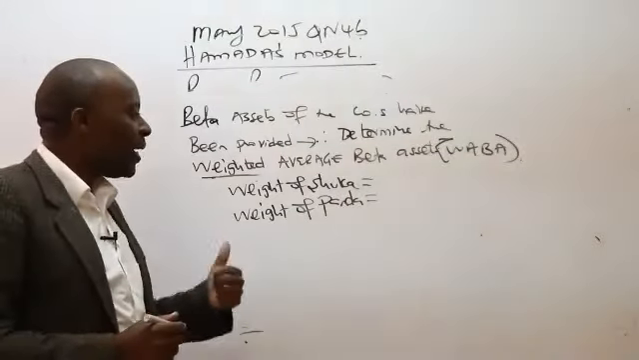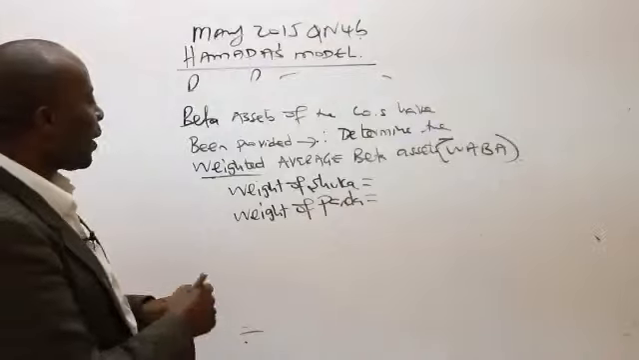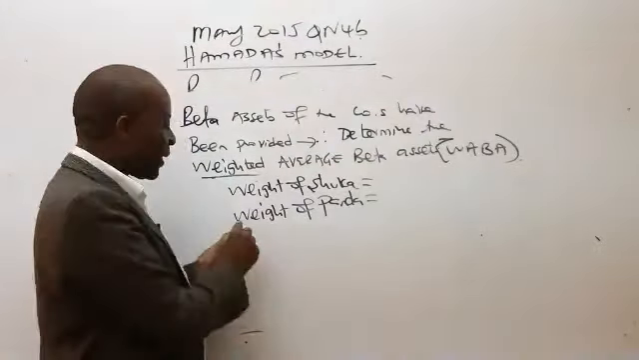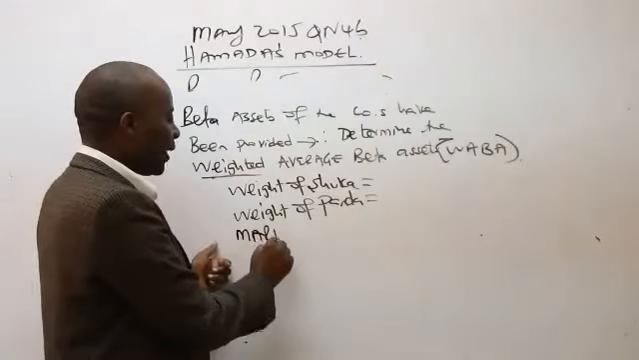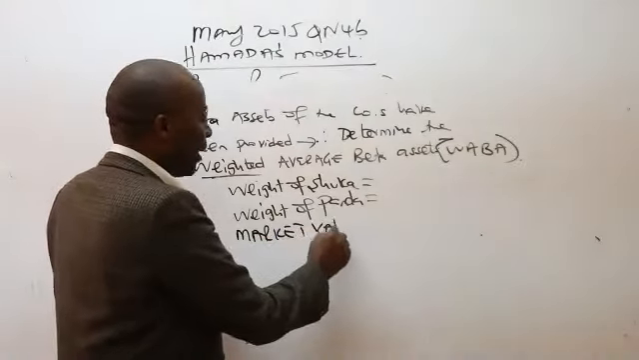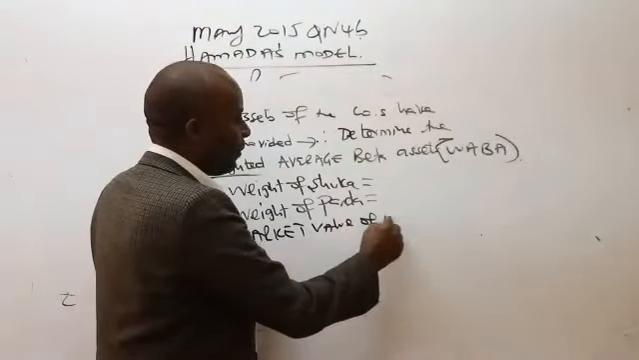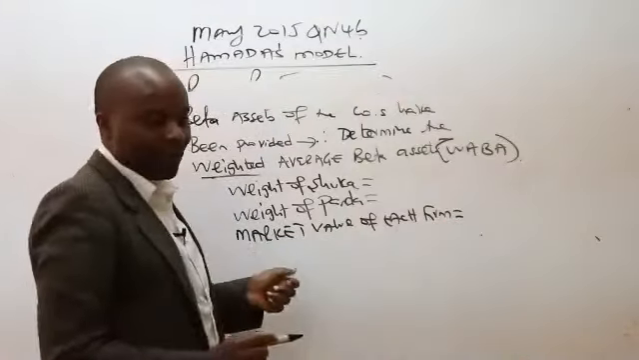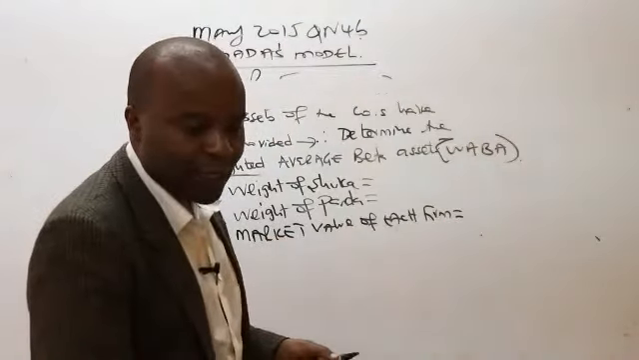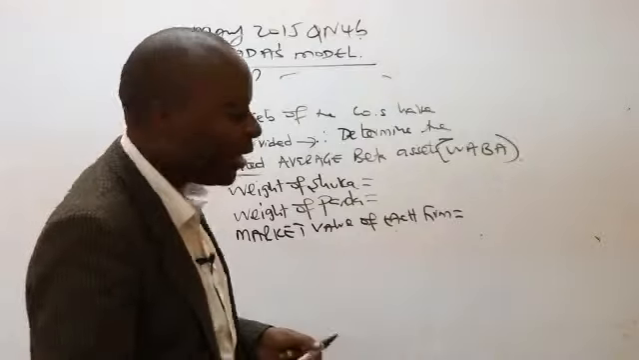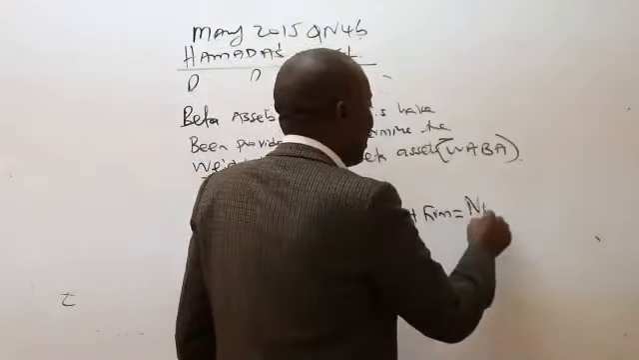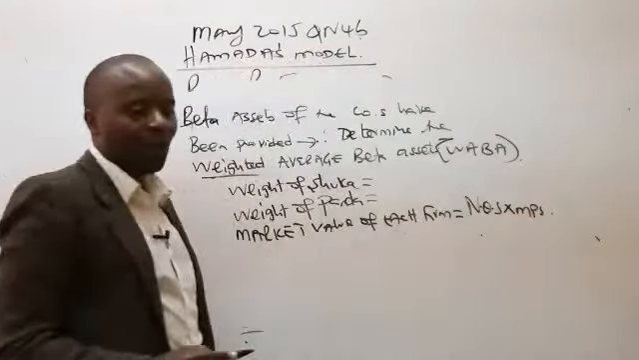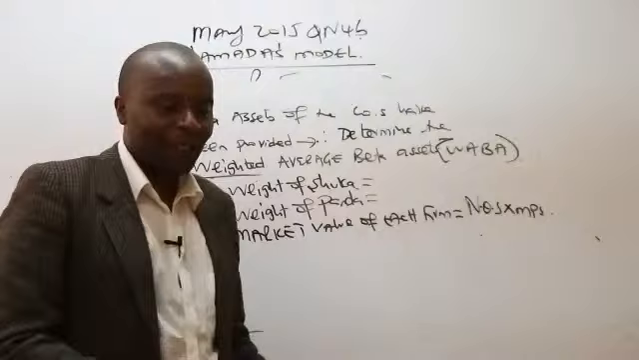Mary has been able to know that for us to get the weight, we must get the values of the firms. We must get the market value of each firm. And for us to do that, these students of mine are very bright, they are telling me to take NOSE, number of ordinary shares, times market price per share.